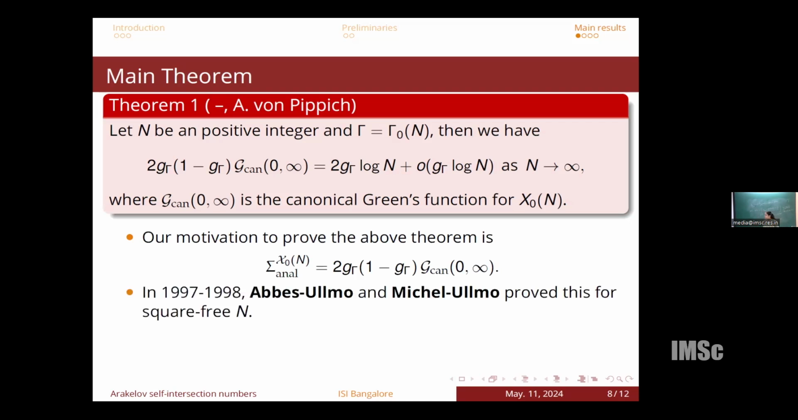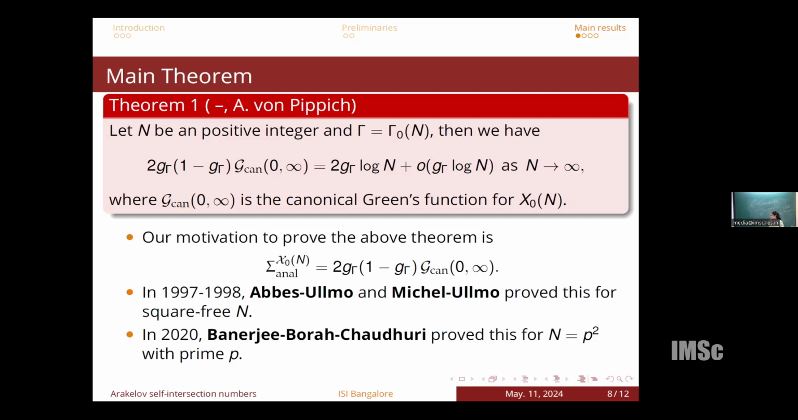So in 1997, 1998, Abbes and Ullmo, these are the two papers, they proved this same asymptotic formula for any square free n. And following their line of proofs, in 2020, Banerjee, Borah and Choudhury proved that for n equal to any prime square, this asymptotic formula holds. However, our proof is different from their proofs.